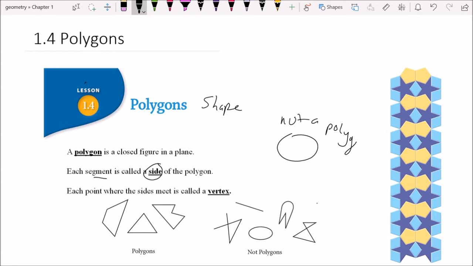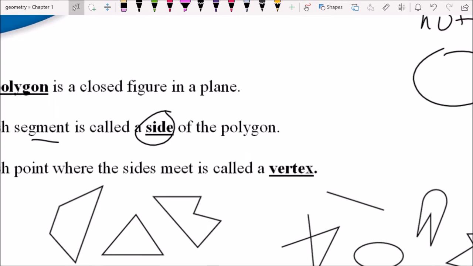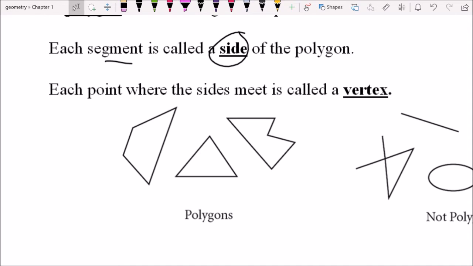Why not? Because it's curved. The sides of a polygon cannot be curved. They have to be straight. Each point where the sides, or those segments, meet is called a vertex. So if I zoom in on these polygons down here, let's highlight the vertices. Vertices is the plural form of vertex. So you have a vertex here and a vertex here, here, here, and so on.